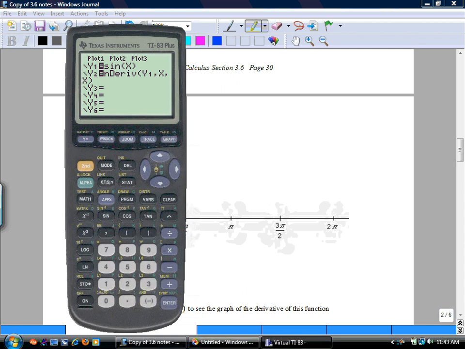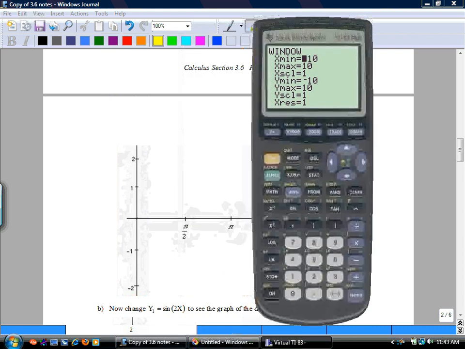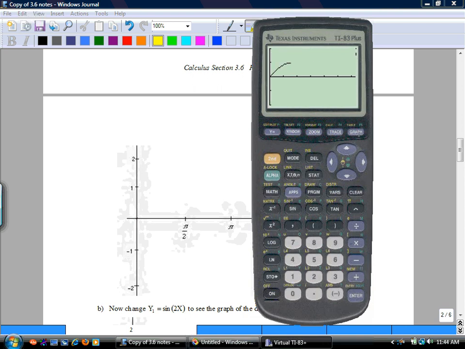What is the variable, and where are you finding the derivative? It's going to do it numerically each time, using the symmetric difference quotient. The last one is usually the number where we're taking the derivative, but because we're taking the derivative everywhere, we need to say x. Okay, window settings: we're going to use 0 and 2 pi, and negative 2 and positive 2. It's going to graph sine right now, and then graph its derivative everywhere.